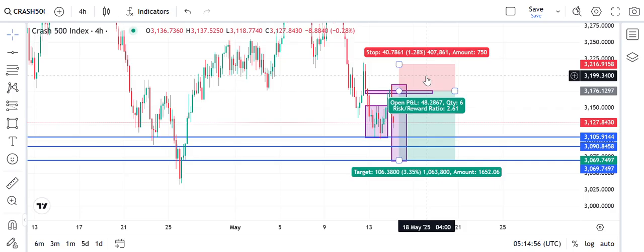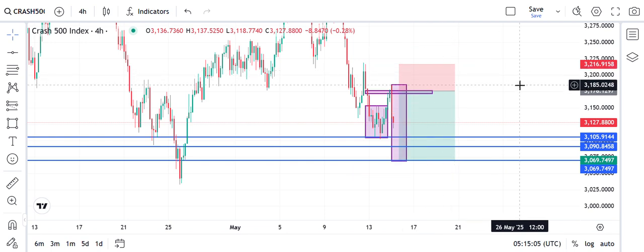and a good risk to reward ratio. This is just perfect, guys. This is how we analyze the market in the new professional group. So for every signal, we do an analysis like this.